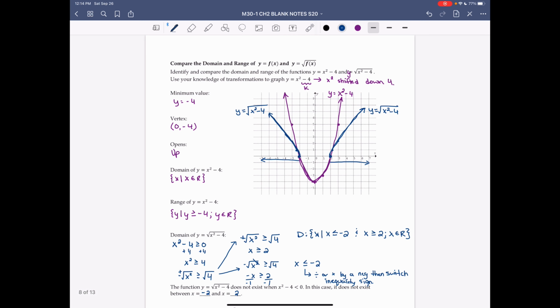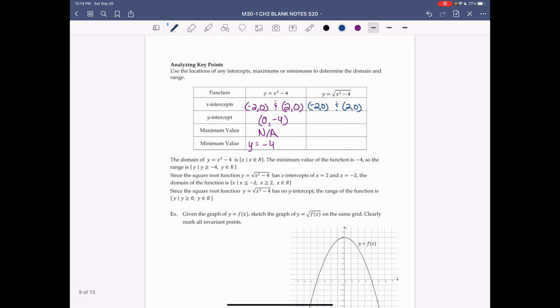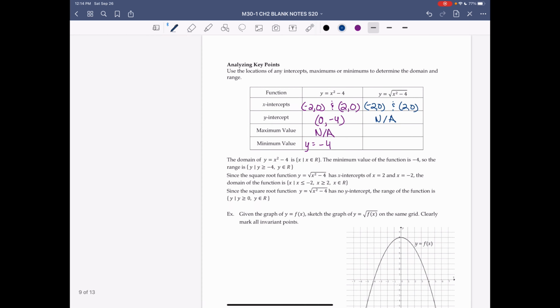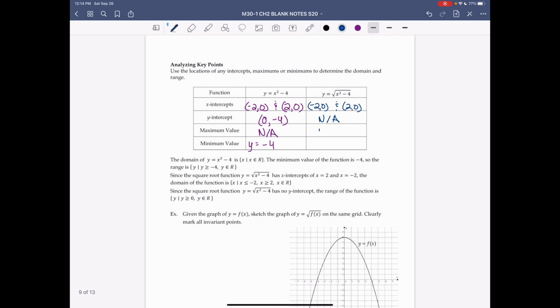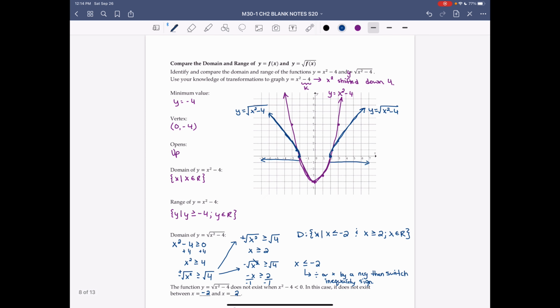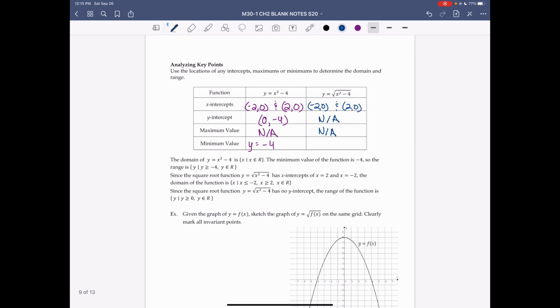Our y-intercept, we did not have a y-intercept for the square root function, so not applicable. Maximum value, the values just keep going up, so also not applicable. And then the minimum value for the square root function, the lowest y value was 0.